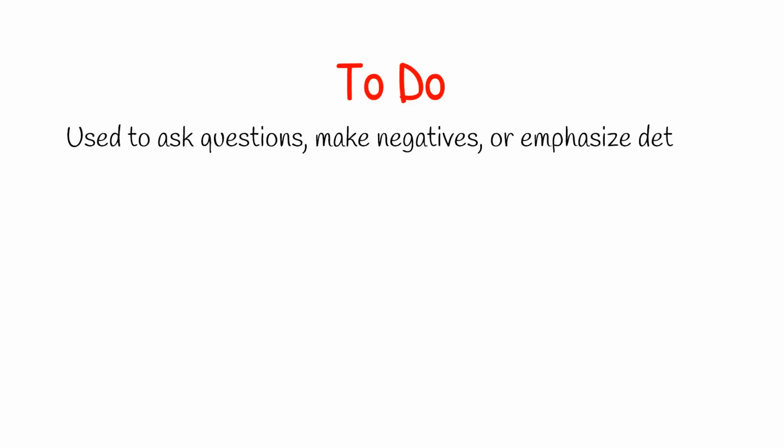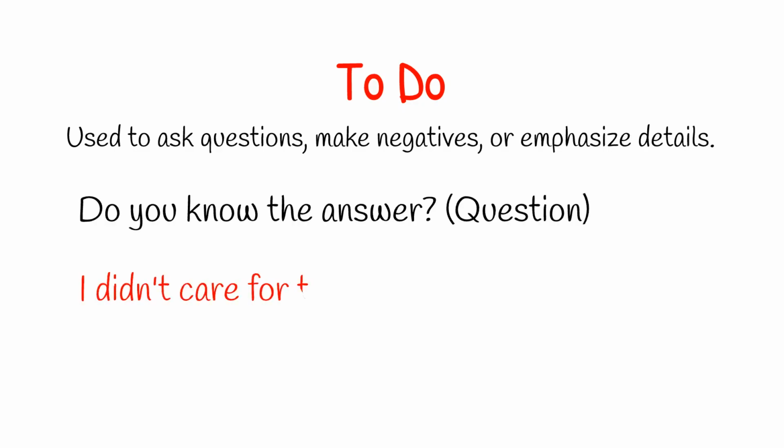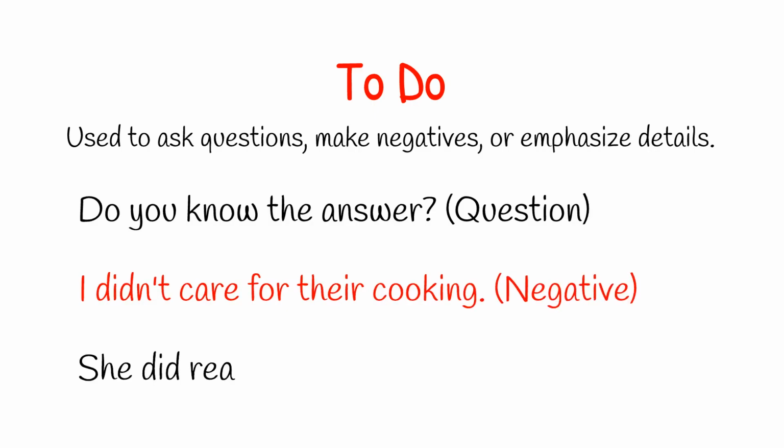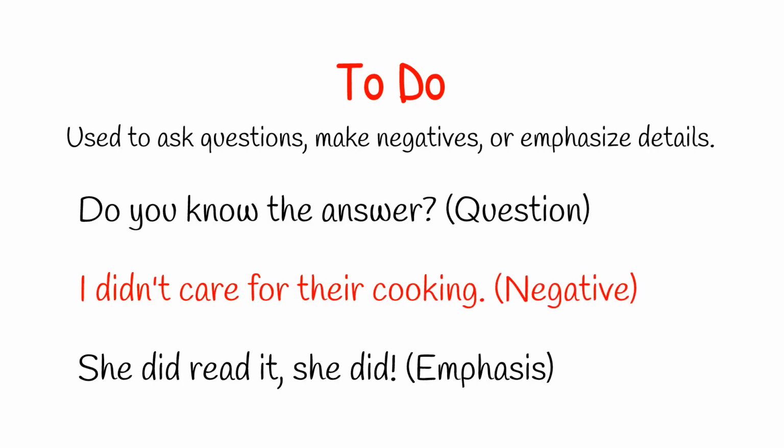Next, we will look at do. The auxiliary verb do is used to ask questions, make negatives, or emphasize details. Here are some examples. Do you know the answer? I didn't care for their cooking. She did read it, she did. Do, didn't, and did are all examples of the verb do. Can you see how the auxiliary verb makes a question, a negative, or emphasizes another verb?